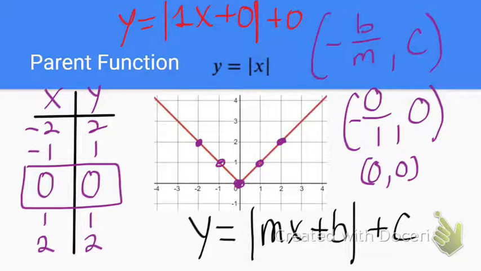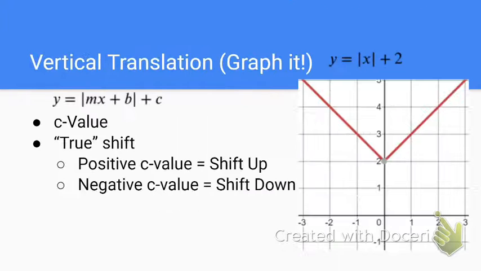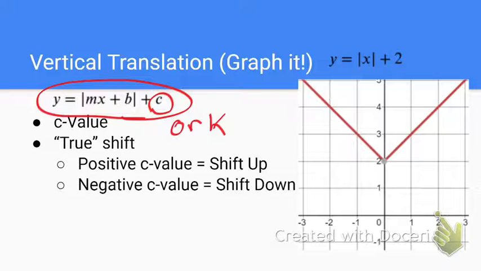Let's do an example of a vertical translation. When I do a vertical translation, we're talking about the C value. If I look at this general equation, we're looking at the C value. Again, you could write C or K. All right? It goes up and down.